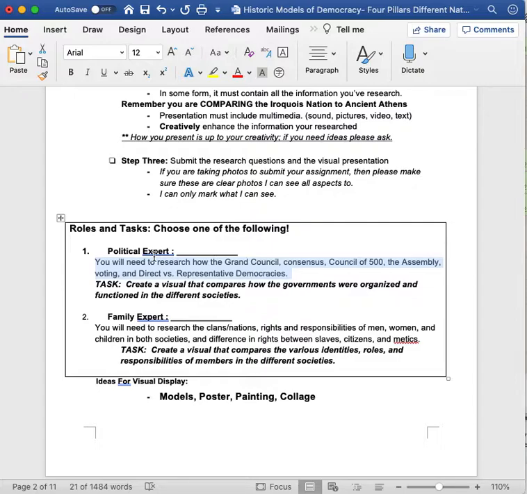Now if you want to focus on the family, you're going to research the clans and the nations, the rights and responsibilities of men, women, and children, the difference in the rights between slaves, citizens, and metics, and then you're going to create a visual that compares their identities and roles and responsibilities of the different people inside the society. So one's focused on the decision-making process, the other is focused on the people inside the cultures.